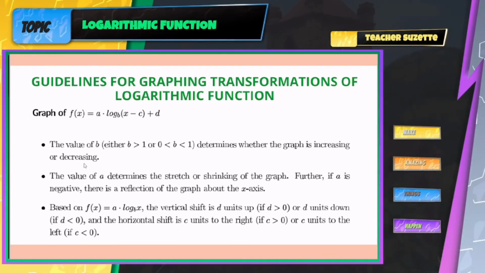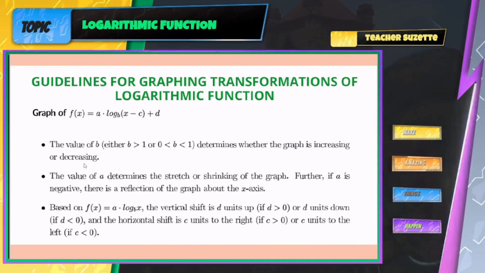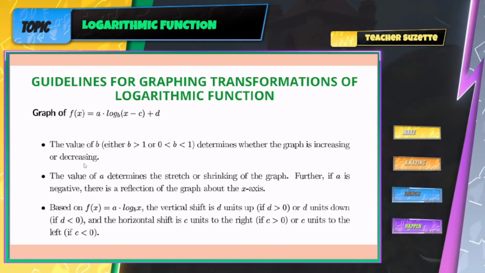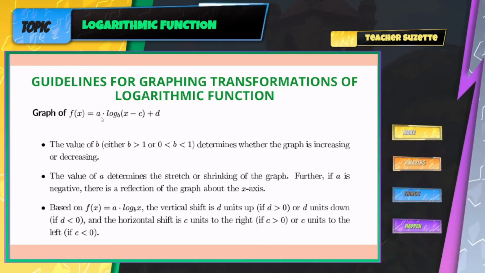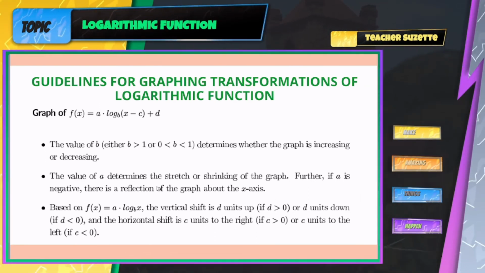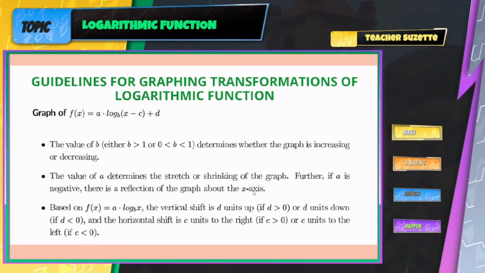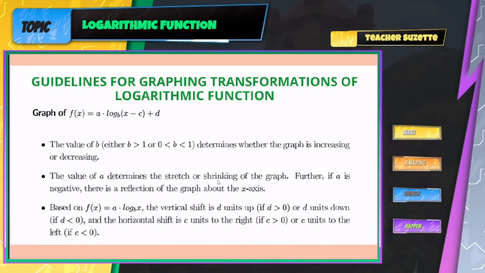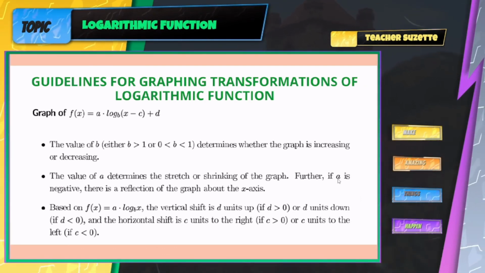So ito yung forma ng ating graph. So it's either yung kanina, yung increasing, and yung isa naman is decreasing. While for the value of A naman po, it determines naman if your graph is stretching or shrinking. And further, if A is negative, there is a reflection of the graph about the x-axis. So itong concept of stretching and shrinking is also the same dun sa changes or transformation na nangyari sa ating exponential function. Then ganun din kapag nag-negative.